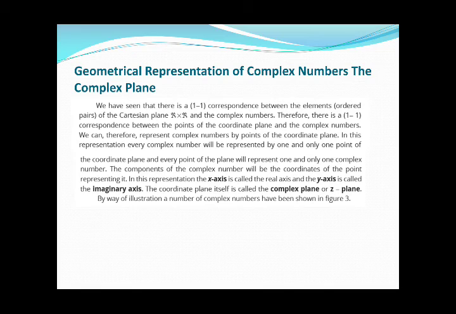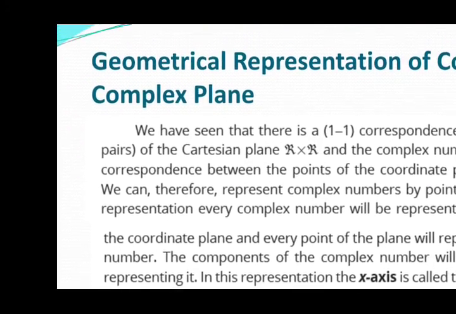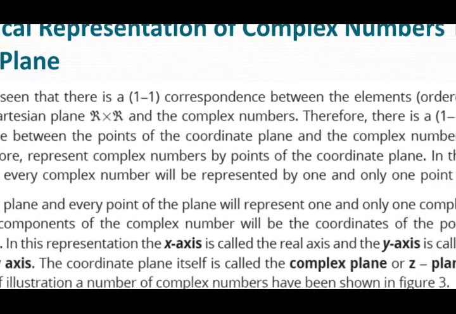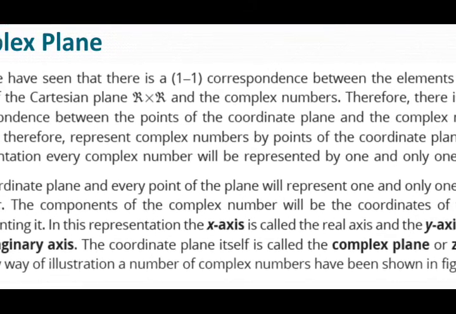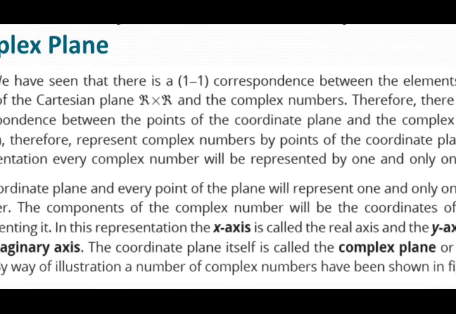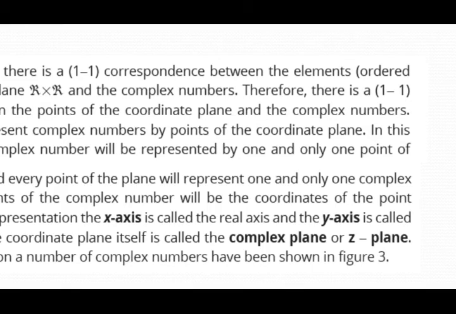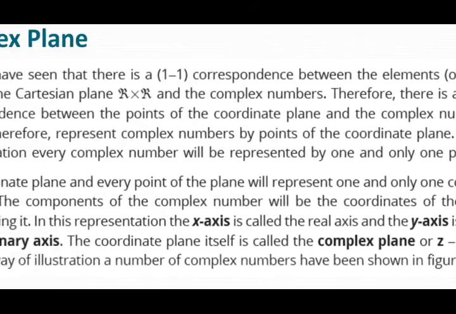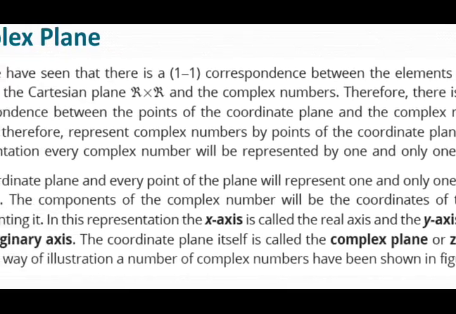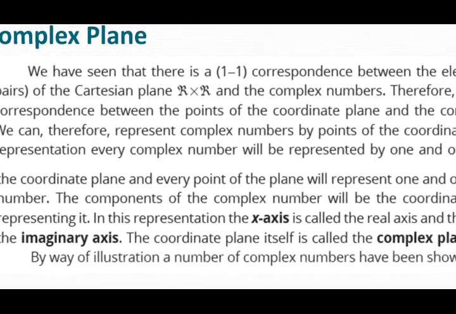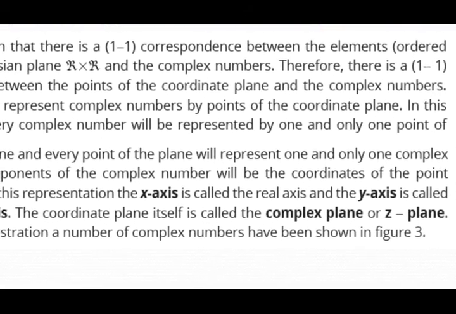Next is the complex number and the complex plane. There is a one-to-one correspondence between the elements, the ordered pairs of the Cartesian plane, and the complex numbers. Therefore, there is a one-to-one correspondence between the points of the coordinate plane and the complex numbers. We can therefore represent a complex number by a point of the coordinate plane.